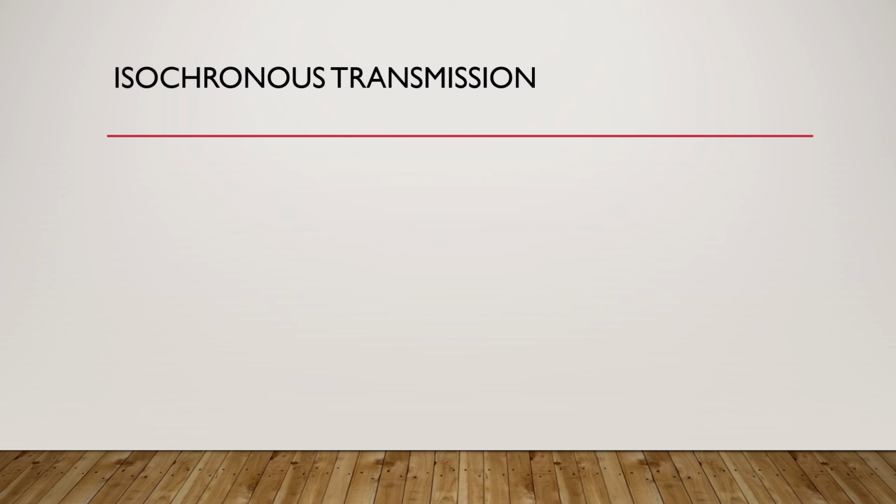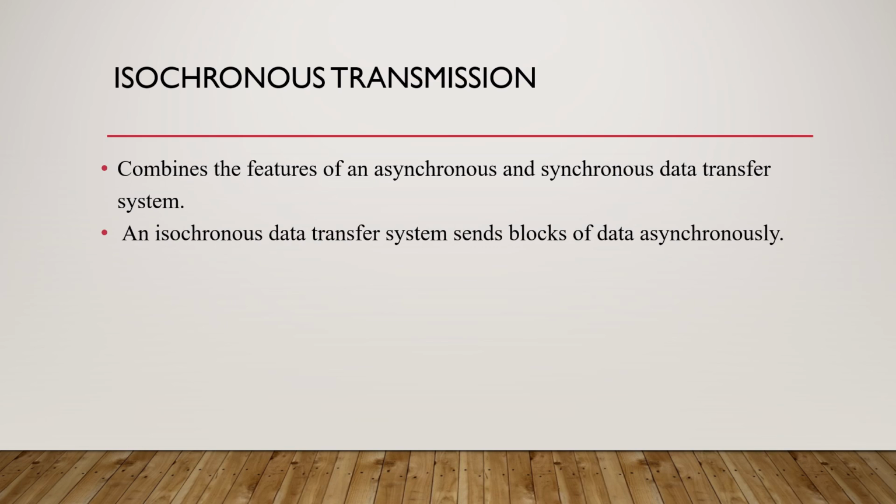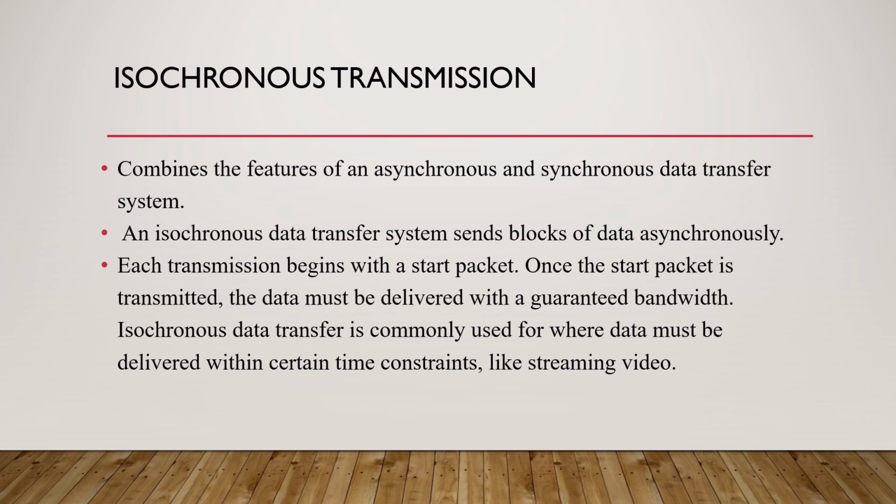Last, isochronous transmission. An isochronous data transfer system combines features of asynchronous and synchronous data transfer systems. An isochronous data transfer system sends blocks of data asynchronously. In other words, the data stream can be transferred at random intervals. Each transmission begins with a start packet. Once the start packet is transmitted, the data must be delivered with guaranteed bandwidth. Isochronous data transfer is commonly used where data must be delivered within a certain time constraint, like streaming video.